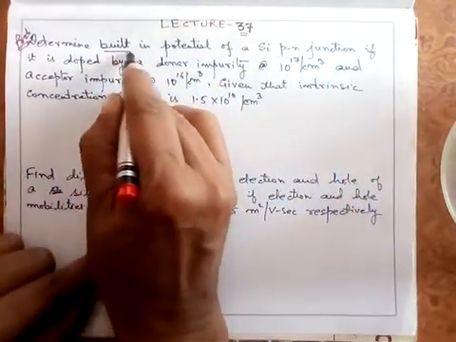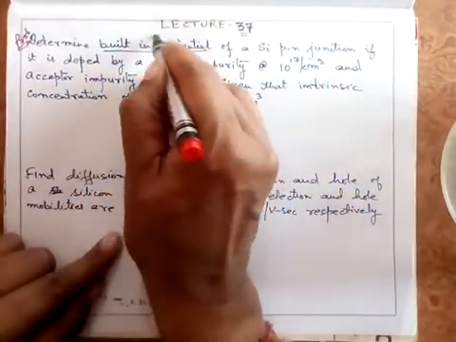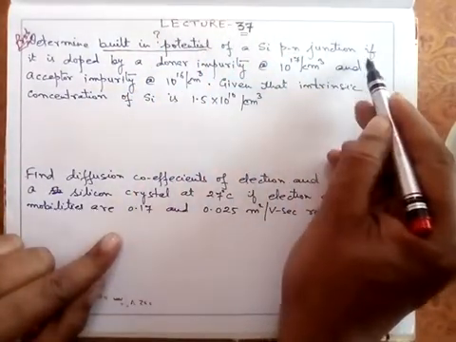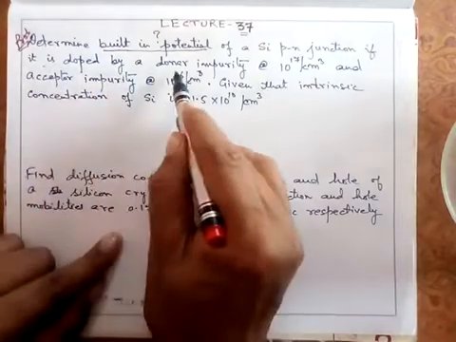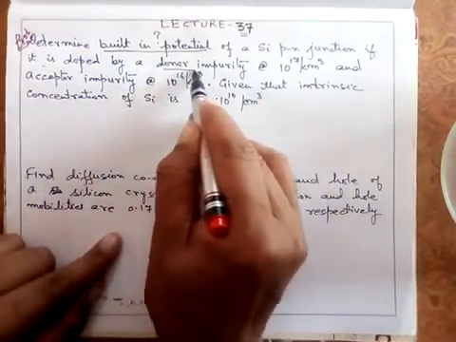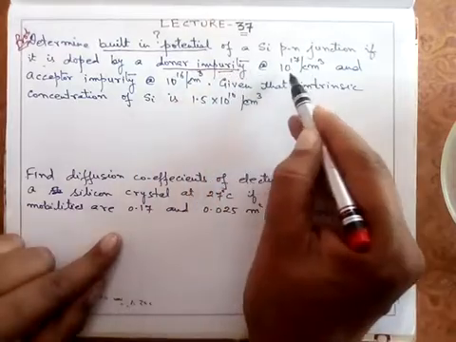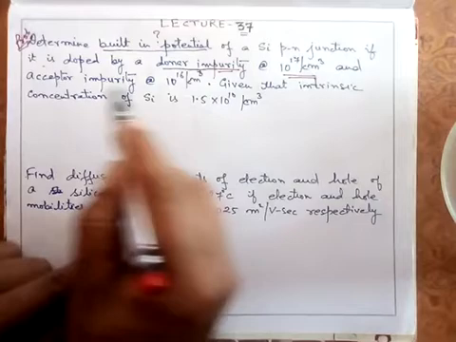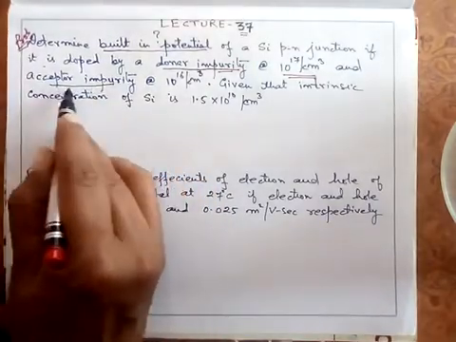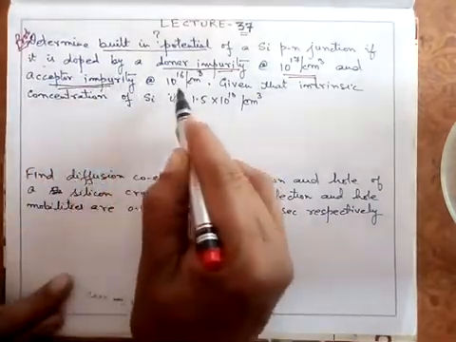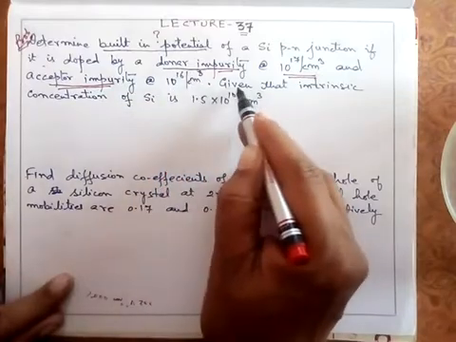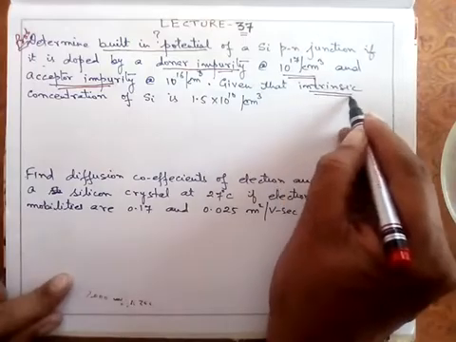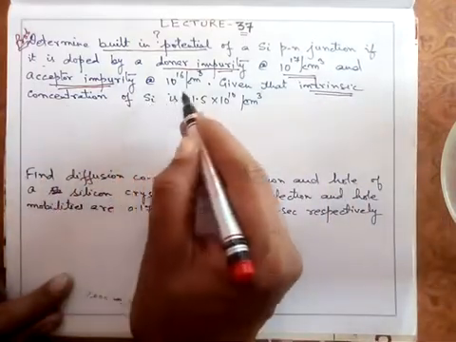First of all, you have to find the built-in potential. This is asked. You have to find the built-in potential of a silicon PN junction if it is doped by a donor impurity at the rate of 10 to the power 17 per centimeter cube, and by acceptor impurity at a rate of 10 to the power 16 per meter cube, and given that the intrinsic concentration of silicon is this much. So what is given to you?